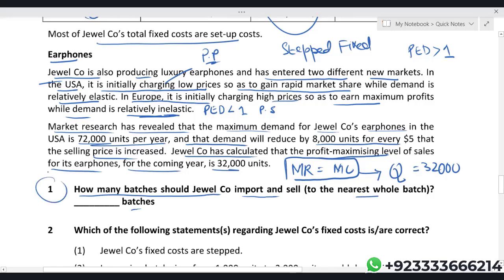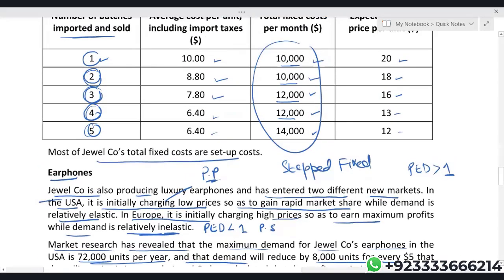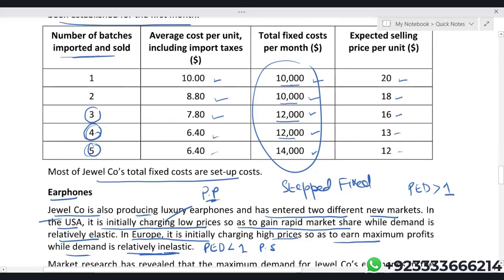Now they are simply asking, how many batches? See, this is a question that how many batches Joule company should import and sell. So you have to find out where they can generate the maximum profit. Obviously, where they can generate the maximum profit, they will go for that. Someone is asking how many batches Joule company should import and sell. So how will you answer? Obviously, at different batches, we will calculate the profit. Where profit is going to be maximized, we will advise to go for that number of batches. Now let's come here.